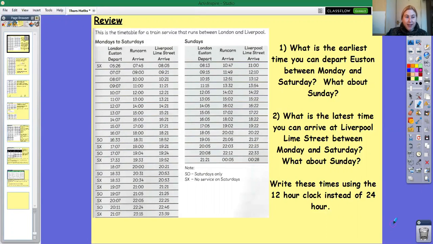Today we are looking at timetables again, but we are looking at a different timetable. We've got some train timetables today. We're still looking at 24-hour time and thinking about 12-hour time as well. But you're also going to be calculating more time durations today, so that's more of a focus of today's lesson. So have a little look at the review task, pause the video now, and see if you can have a go at answering the questions.